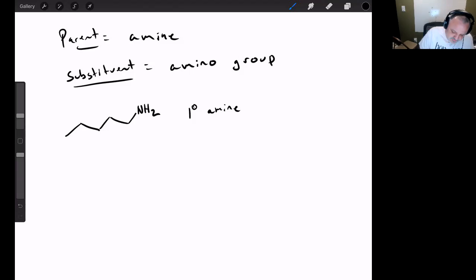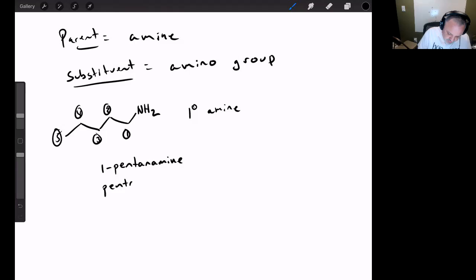So let's take a look. This is a 5-carbon molecule. 1, 2, 3, 4, 5. We're going to name it with the number 1 carbon near the priority group. So that's the amine. So this would be 1-pentanamine, or of course you could call it pentan-1-amine.